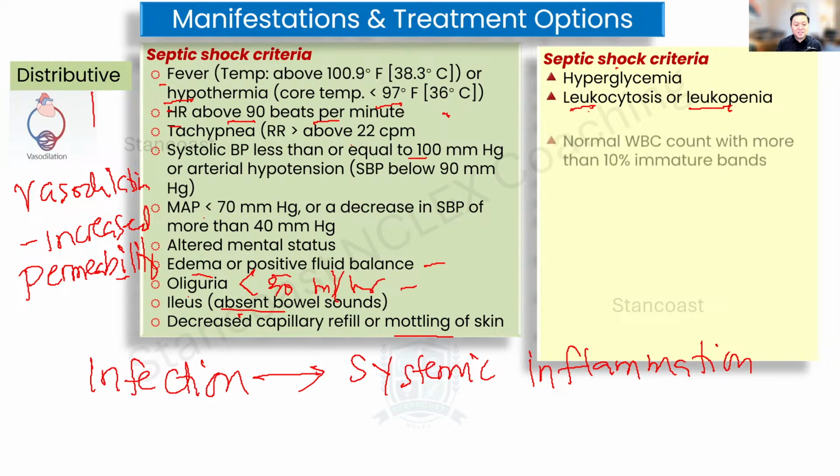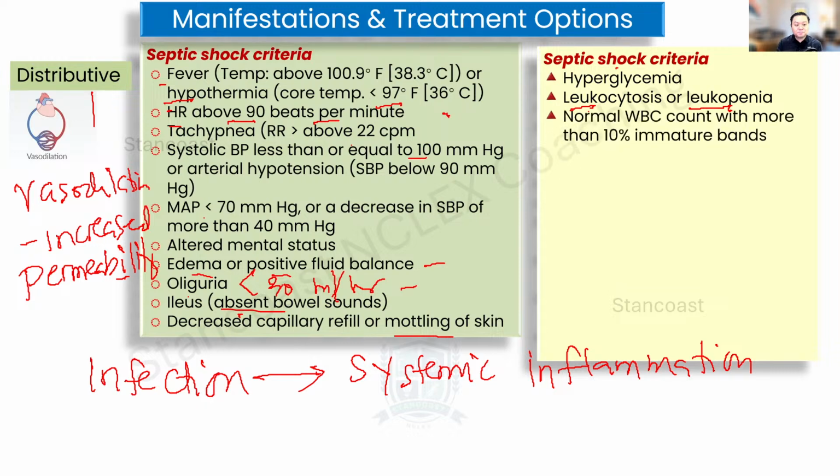Now, another diagnostic test is, yes, this one: normal white blood cell count with more than 10% immature bands. Okay, that's another criterion. Another is C-reactive protein, which is going to be elevated, and this is a sign of inflammation, widespread inflammation in the body.